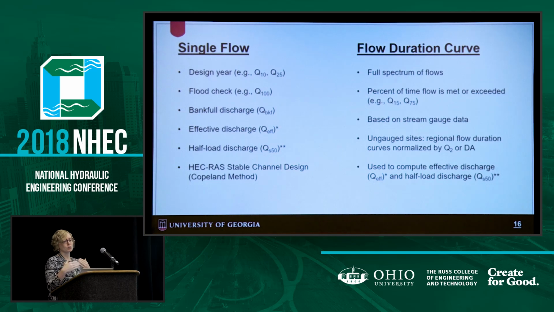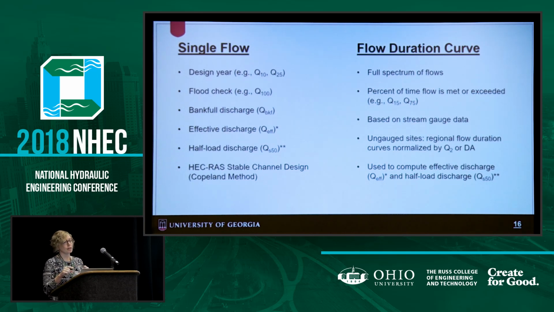You're talking about the percent of time that flow is met or exceeded. So if you see Q15, that means it's exceeded 15% of the time, or Q75. Sometimes this is expressed opposite, in other words, in terms of non-exceedance. So just be careful which one you're talking about. This is based on stream gauge data, which is a problem because most of our stuff is ungauged. But there's a solution. There are regional flow duration curves that you can create, normalized based on your 2-year flow or your drainage area. So we have a solution.